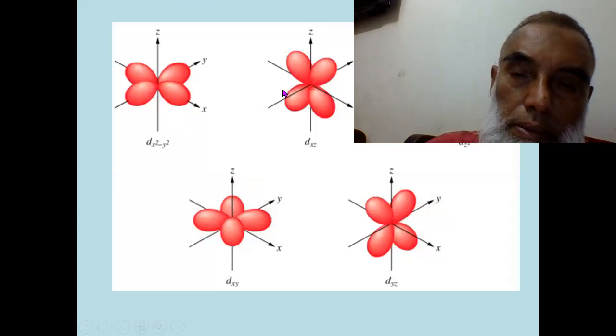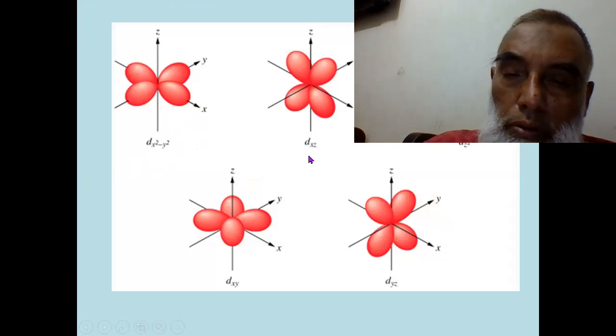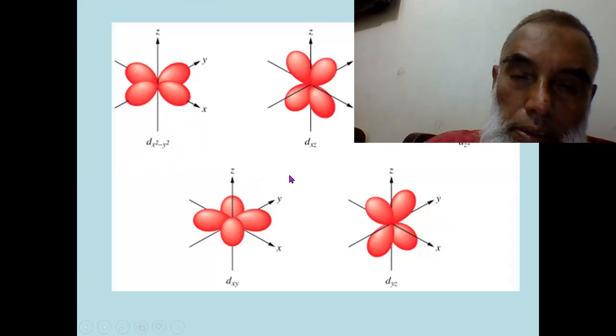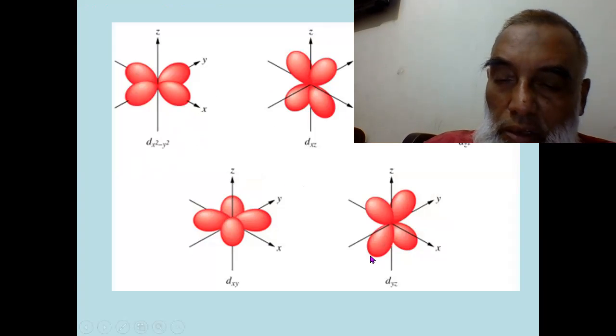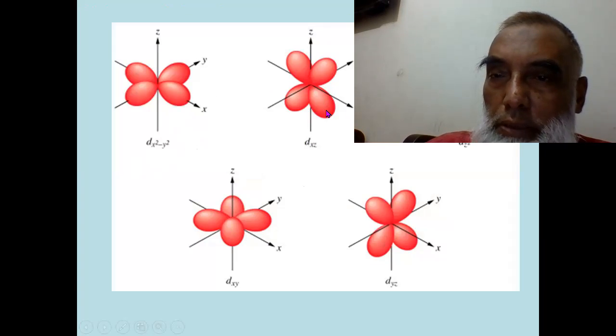D orbitals have 5 species. One is dx square minus y square. Another is dz square. Another is dxy, dyz, and another is dzx.